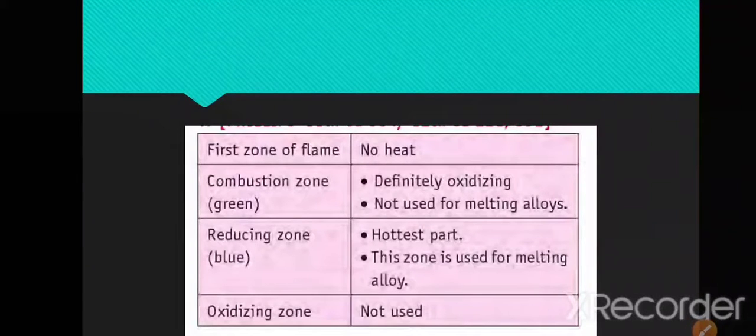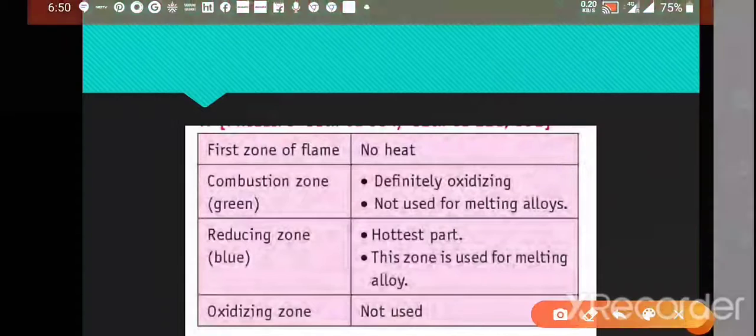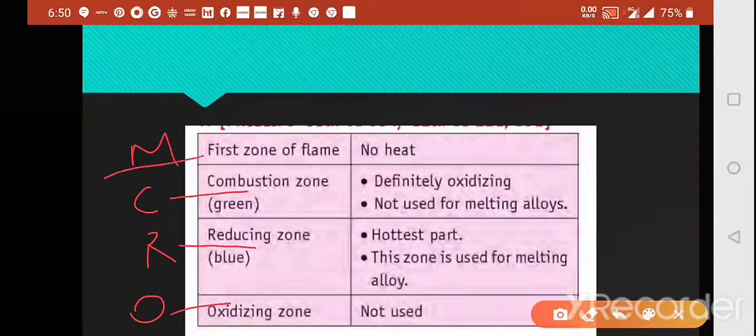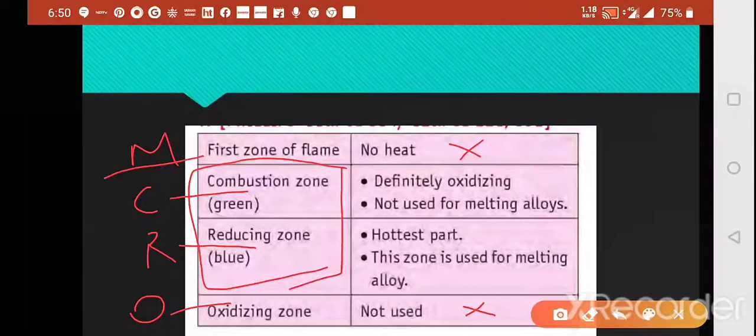Another is the different zones of the heat that you should remember. I used to remember it like Odisha chief minister. So O for oxidizing zone, R for reducing zone, C for combustion zone, and M. Just to remember it. By this I would come to know that this is the sequence. Oxidizing zone is not used, and the first zone of the flame has got no heat. So I am left to remember only combustion zone and reducing zone. And reducing zone is the hottest part, and reducing zone is used for melting of the alloys.